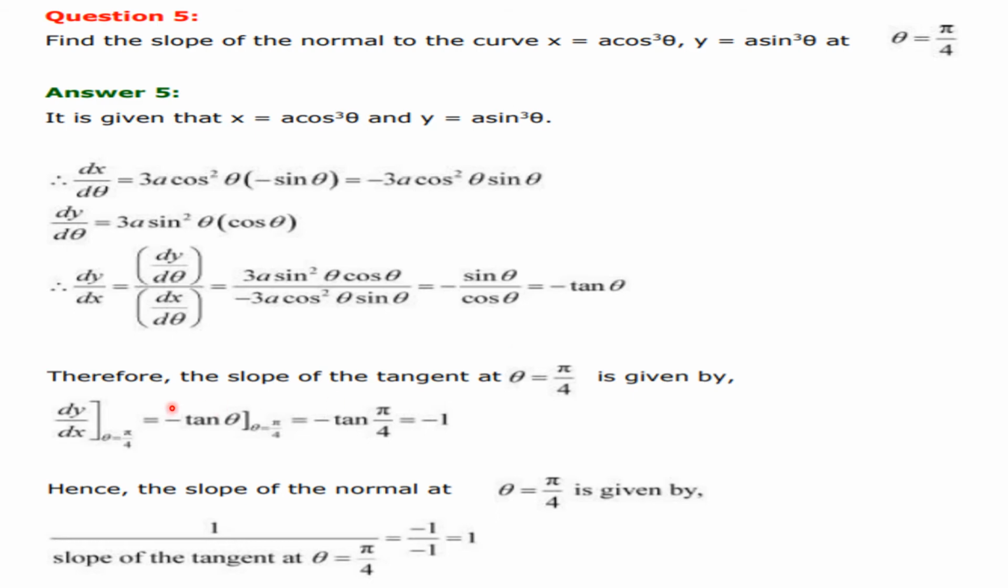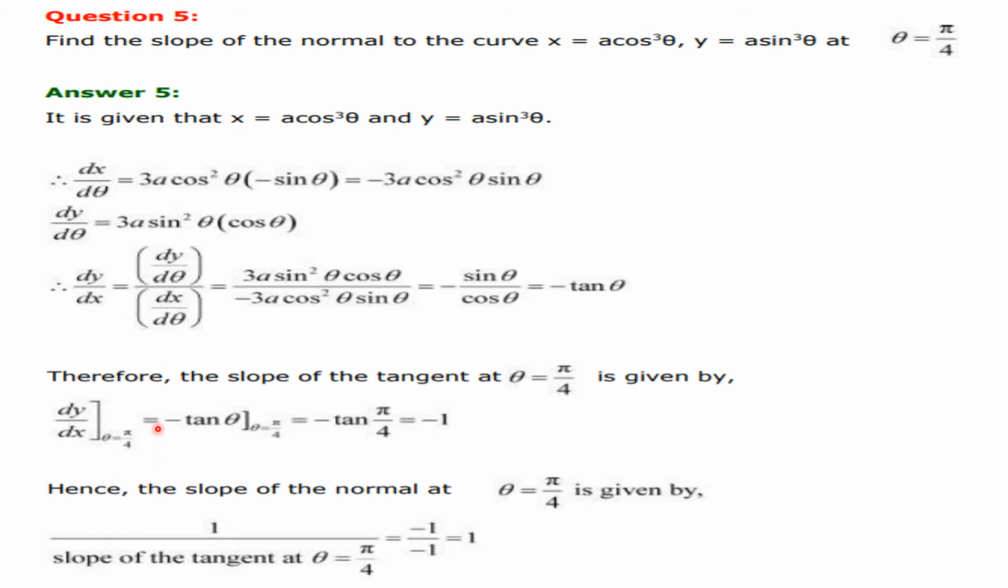Therefore, the slope of the tangent at theta equal to pi by 4 is given by dy by dx in terms of theta. Here the theta value is also given: theta is equal to pi by 4. We have to substitute theta equal to pi by 4 in the value of dy by dx. The entire statement can be denoted by this notation: dy by dx at theta equal to pi by 4 denotes the slope of the tangent at theta equal to pi by 4 to the given curve.